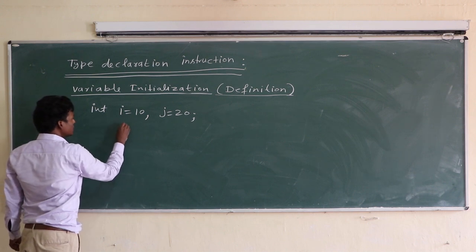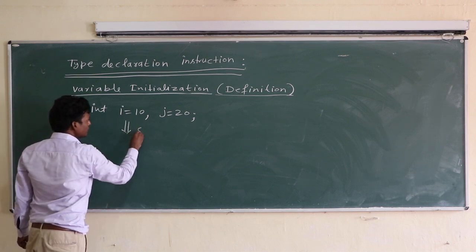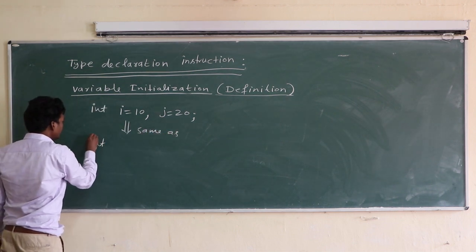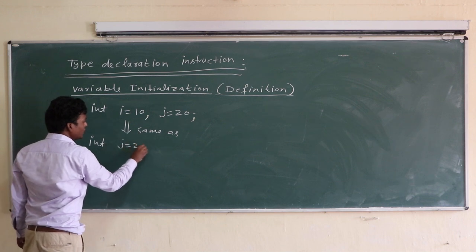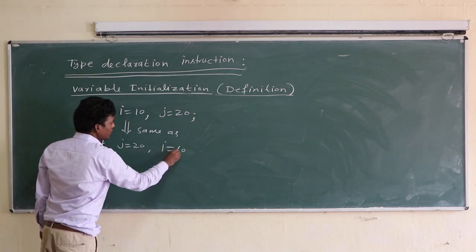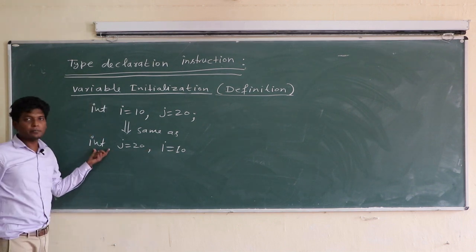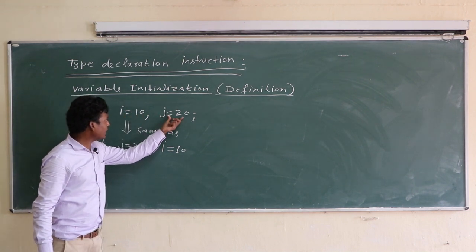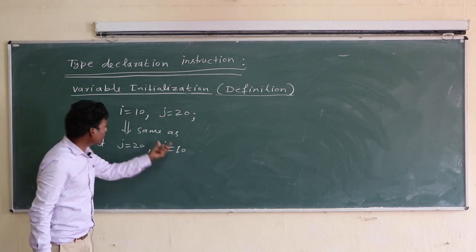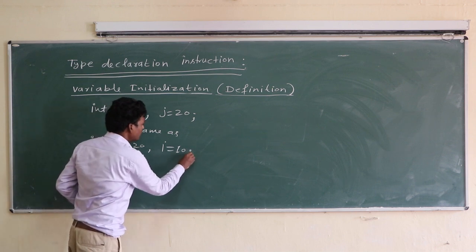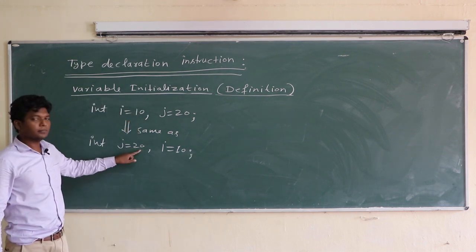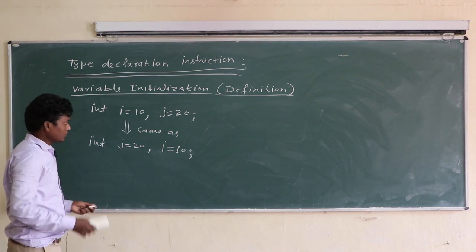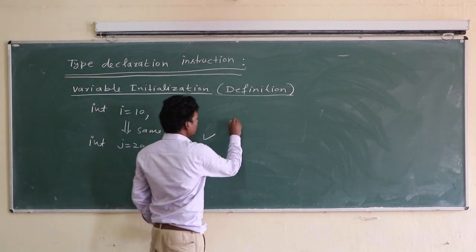And this is the same as int j = 20, i = 10. This is the same as int i = 10, j = 20. Here j = 20 is written first, i = 10 is written last. So both are the same. There is no difference. It is right.